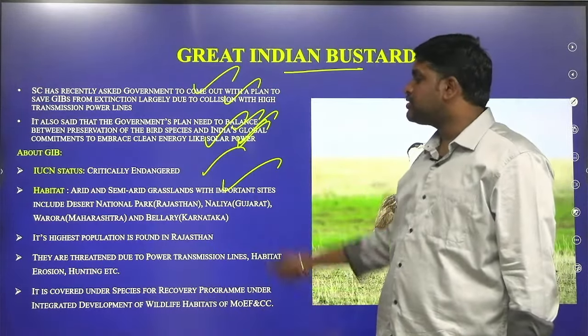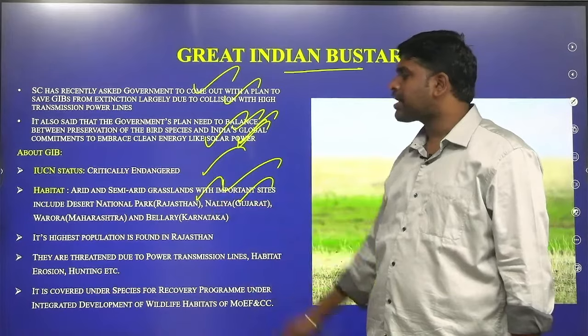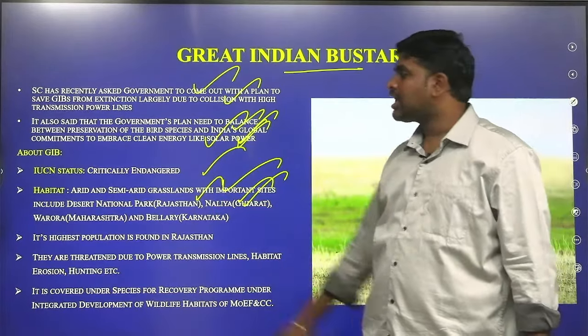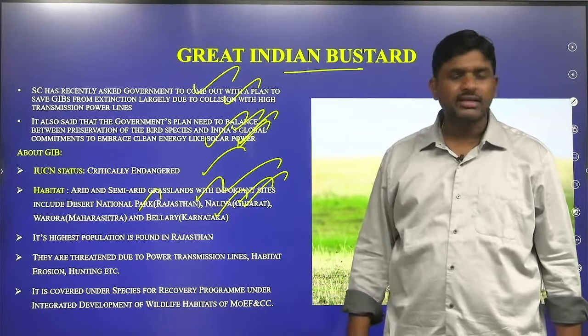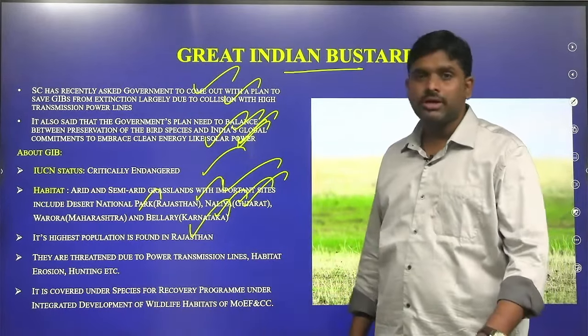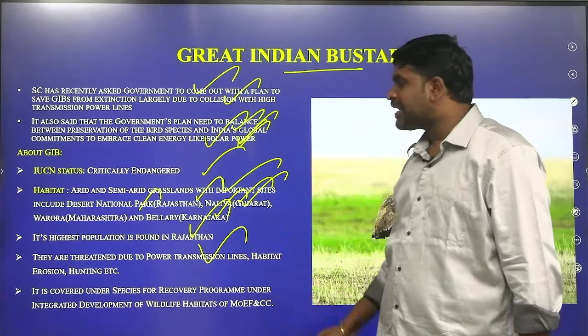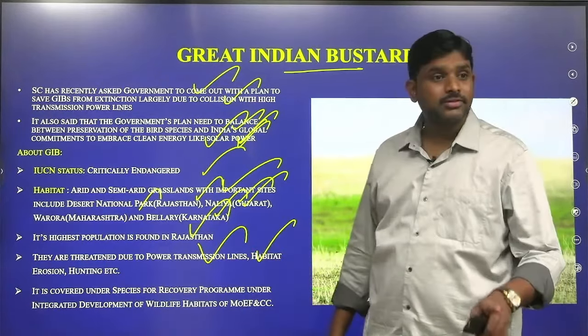Arid and semi-arid regions, important sites like Desert National Park, Rajasthan, they are present. Naliya, Gujarat, they are present. Warora, Maharashtra, they are present. Bellary, Karnataka, they are present. Its highest population is found in Rajasthan. They are threatened due to power transmission lines.